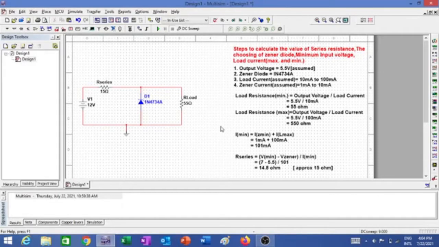So I have chosen 7 volt, but you can choose 8 also, 9 also, it's up to you. Now the point is that I have taken a fixed DC voltage supply over here, it is 12 volt. But if you are taking a rectifier circuit and you are rectifying an AC signal, then you will be getting the DC signal, and the DC signal will have a minimum value and a maximum value.